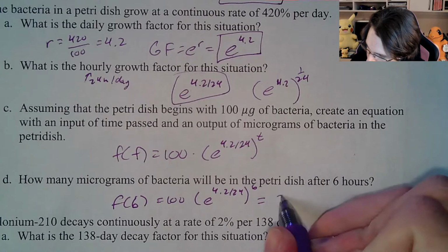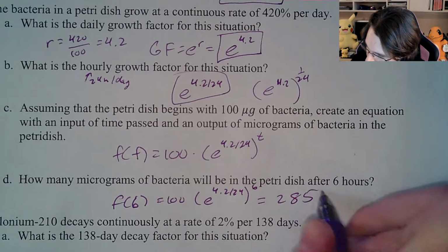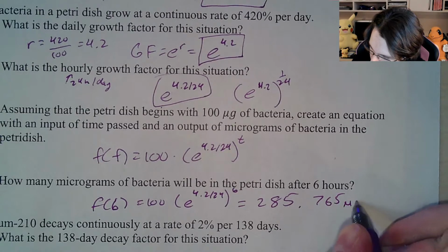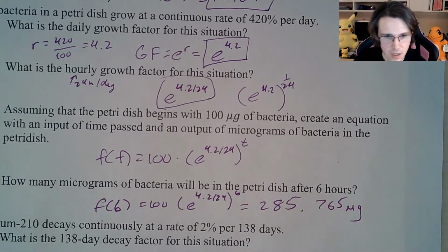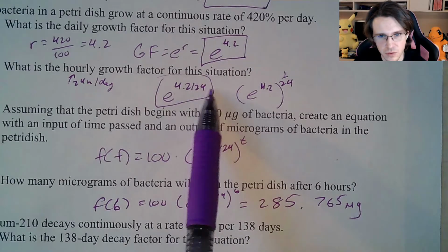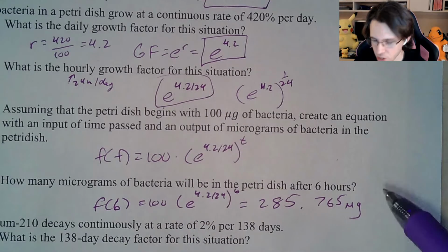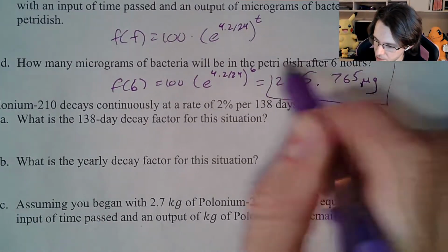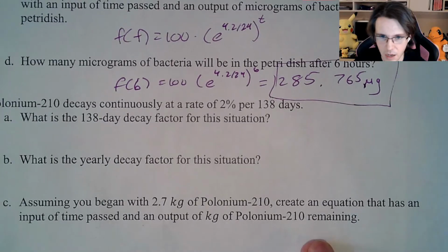So 285.765 micrograms. I always have struggles with those mu's. They look like U's, but they have that straight line on it. Either way, all done. That's how many bacteria are in that situation.